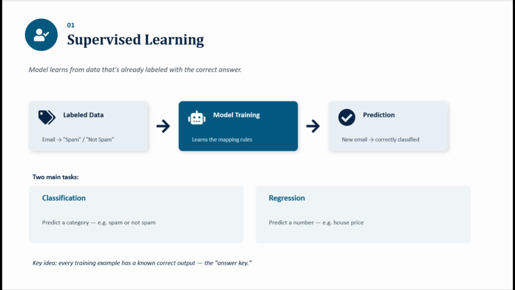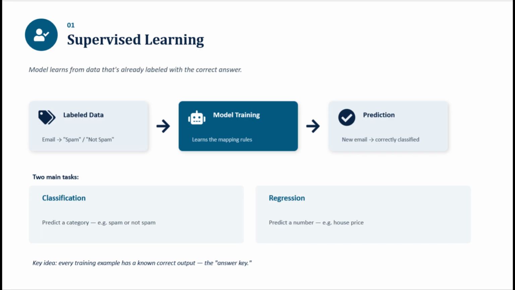Let's start with the most common type of machine learning, supervised learning. Imagine you're teaching a child mathematics. You give the child a question and also provide the correct answer. Over time, the child learns the pattern and becomes able to solve new questions independently. Machine learning works in exactly the same way. Here, every training example already has the correct output.